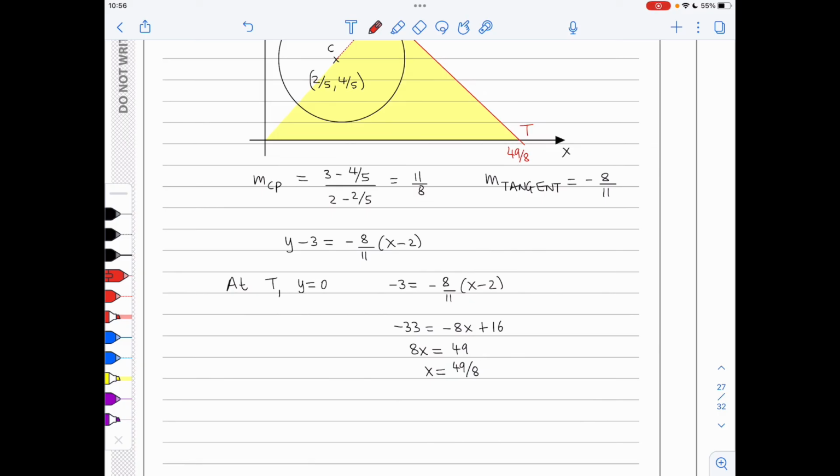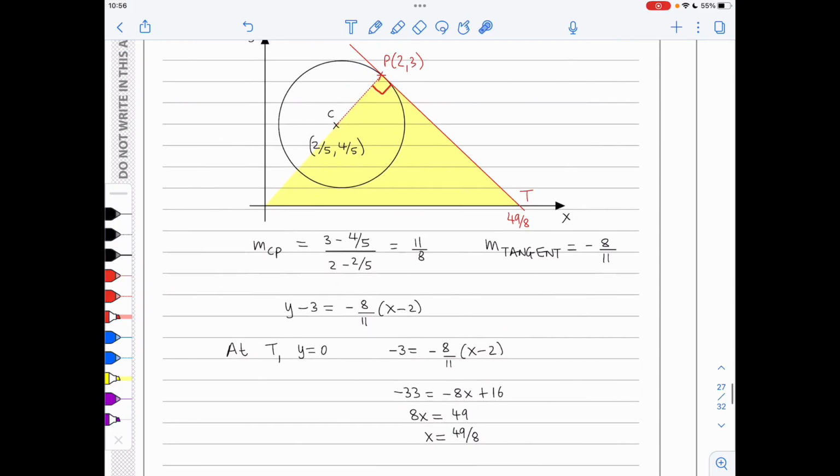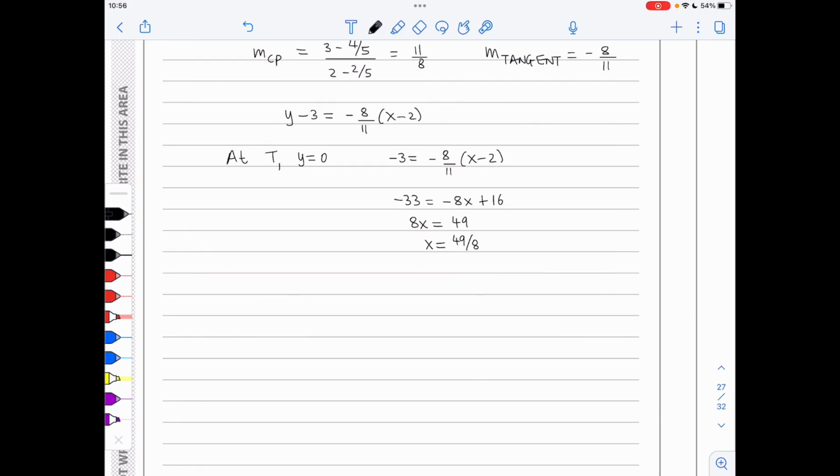So the area of the triangle here will simply be the base, which is 49 over 8, times the height, which is simply the y value of point P. This is 3 here. We said this is the base times the height of 3, all of it over 2, base times height over 2, and this is 147 over 16 squared units.